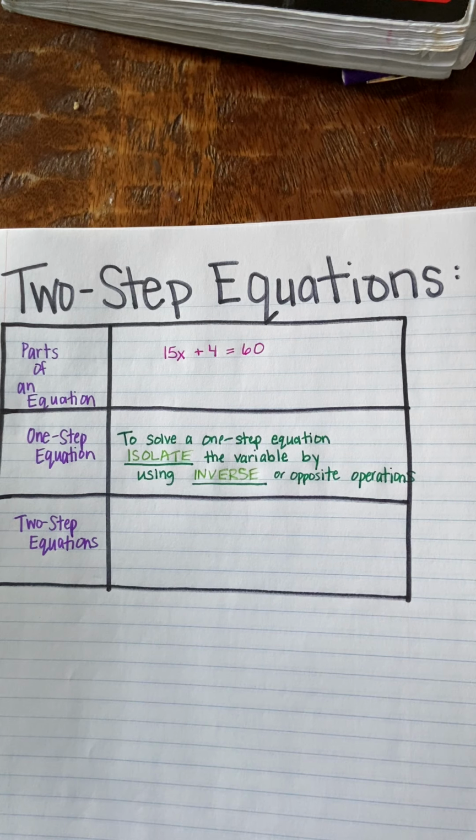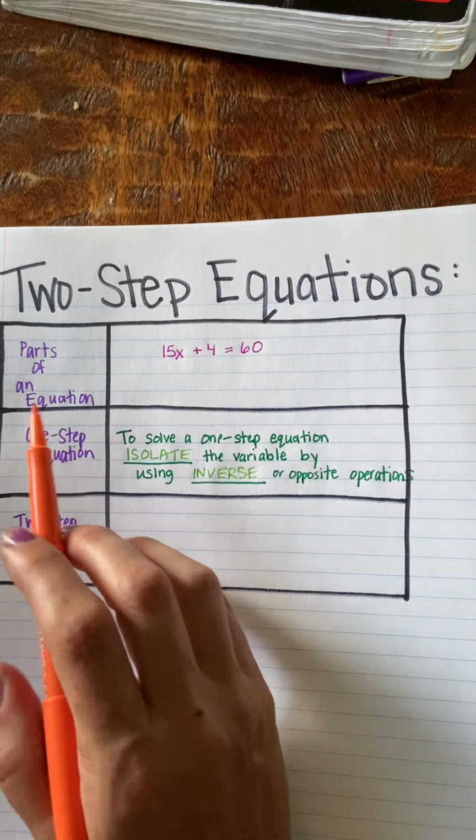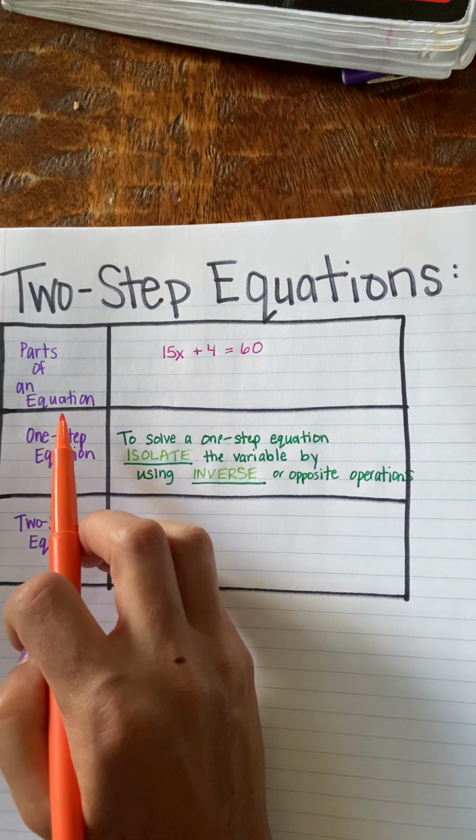So let's talk about parts of an equation first. If you would like, you may stop the video right now and write down the title and then draw that box. Also write down parts of an equation because this is going to be our first thing that I talk about. And then I'll review one-step equations and then add in more notes.